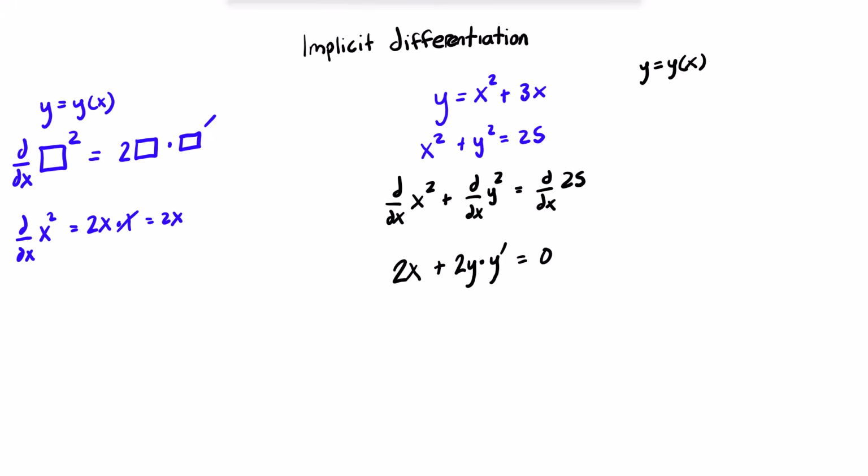So anyways, we can simplify the equation a little bit more. We're going to have 2y times y prime is equal to negative 2x if we subtract 2x from each side. And we can divide each side by 2y. So y prime is equal to negative 2x over 2y. And y prime is simply going to be equal to negative x over y. You might also see it written as dy dx instead of y prime, because this is really truly the derivative with respect to x.